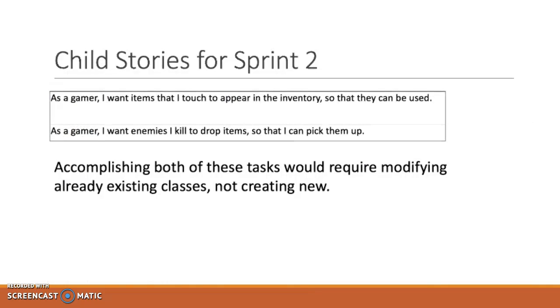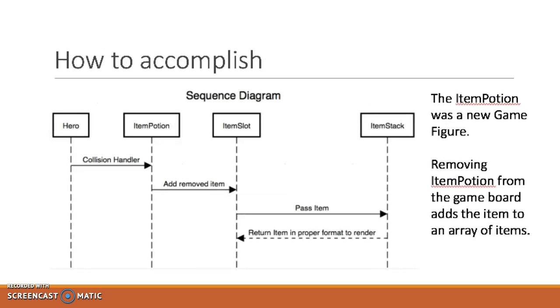So, child user stories for sprint 2. As a gamer, I want items to touch to appear in the inventory so that they can be used, and as a gamer, I want enemies I kill to drop items so they may be picked up. To accomplish both of these tasks, I just had to modify already existing classes, not really create anything new. So I created a sequence diagram.